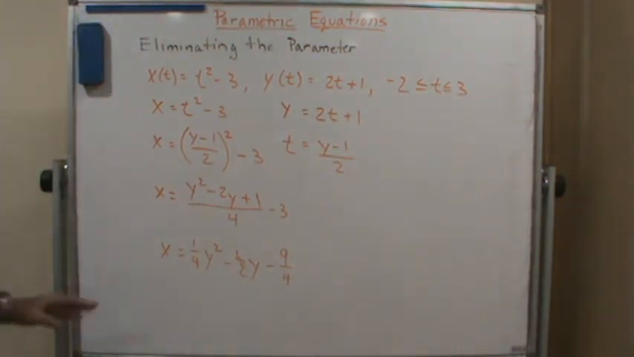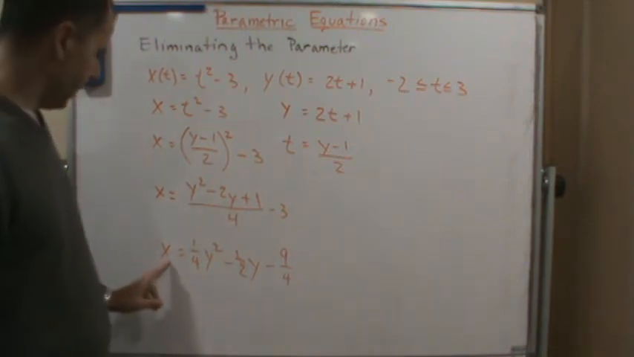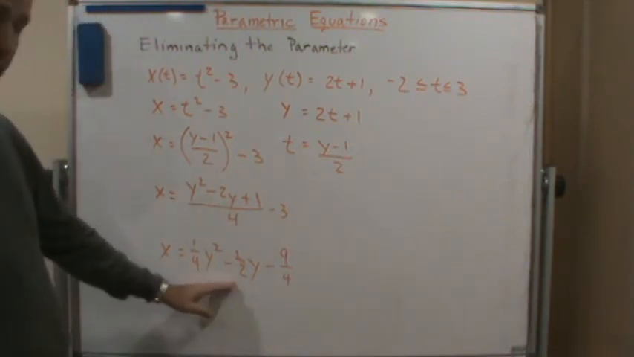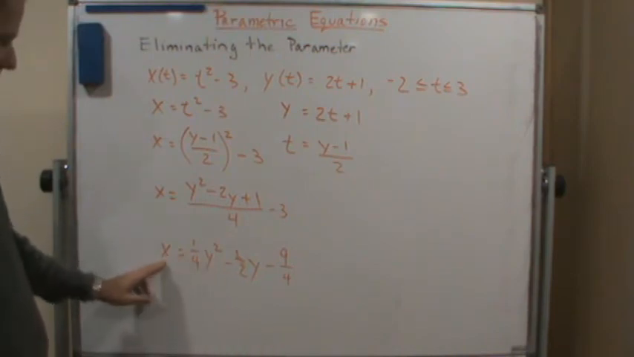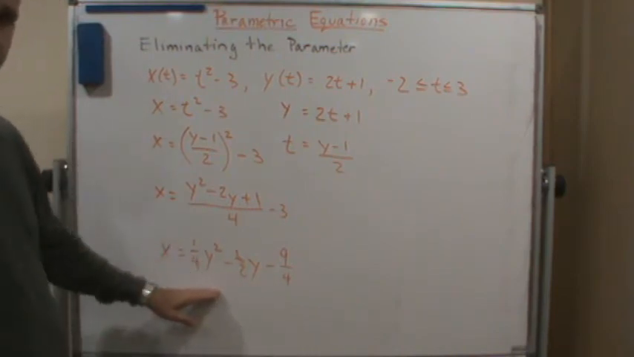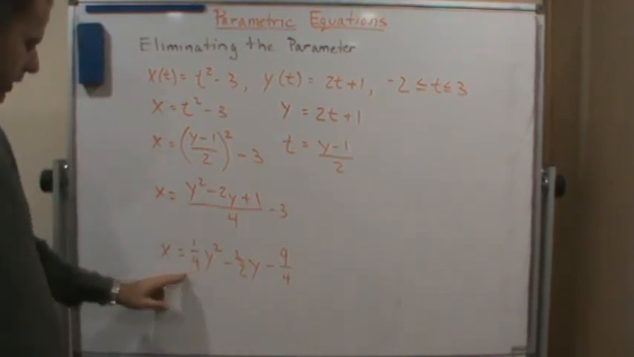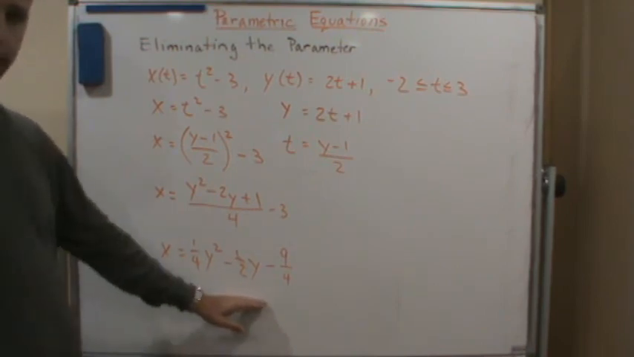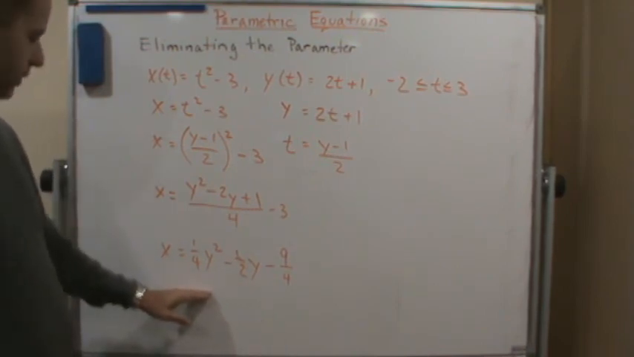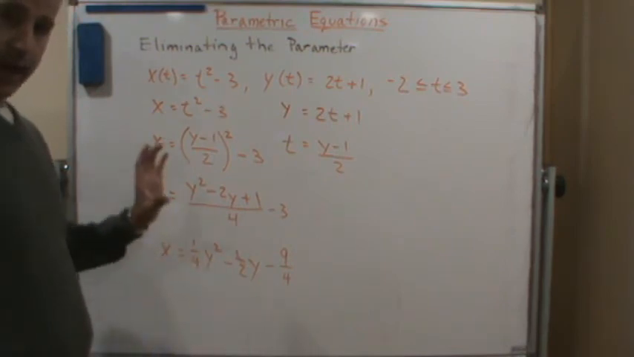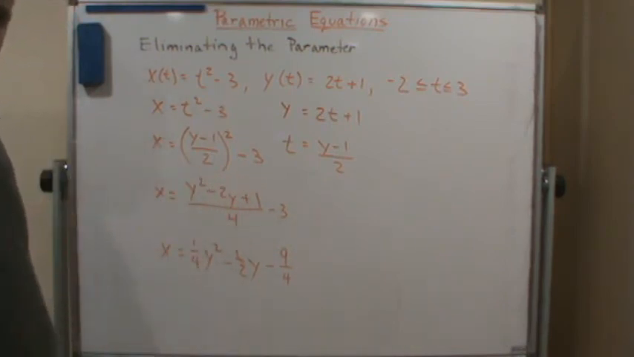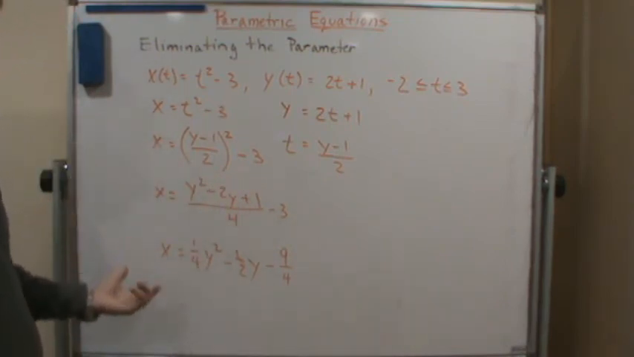And so what do I have? Well, now I have x as a function of y, right? So x is a function of y where y is a quadratic. So this is giving me a parabola, right? So it's a parabola that goes sideways, which is what I noticed in the example before.